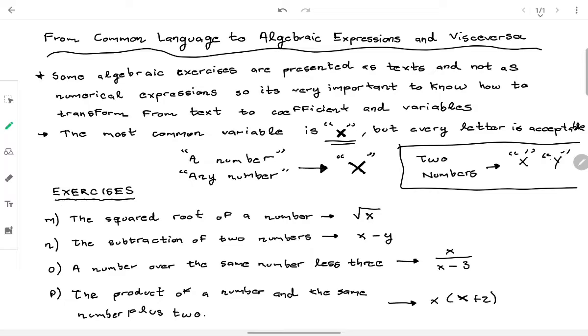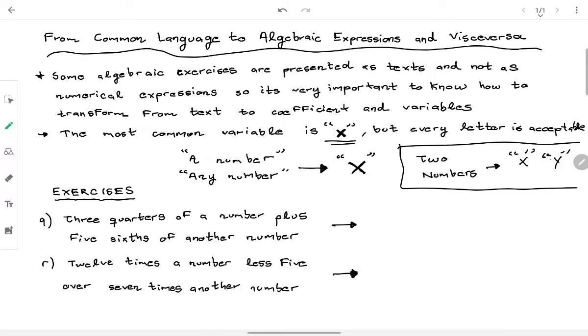Let's see some other exercises. So let's see the next one. 3/4 of a number, that means 3/4 of a number plus 5/6 of another number. So let's see the next one. 12 times a number less 5 over 7 times another number. So we can represent these ones as the ones that I'm showing on the board.